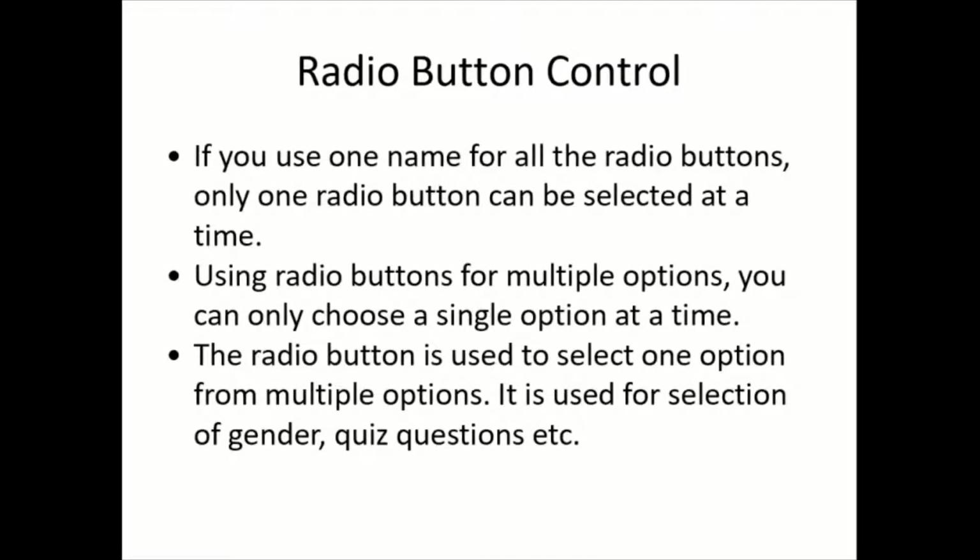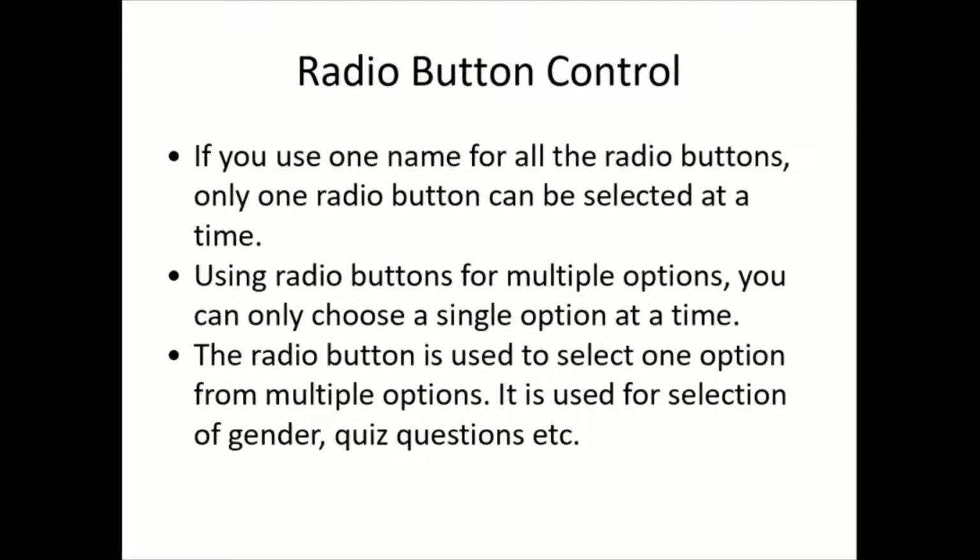Radio button control. If you use one name for all the radio buttons, only one radio button can be selected at a time. Using radio buttons for multiple options, you can only choose a single option at a time. The radio button is used to select one option from multiple options. As I said, we have three options: male, female, and other.